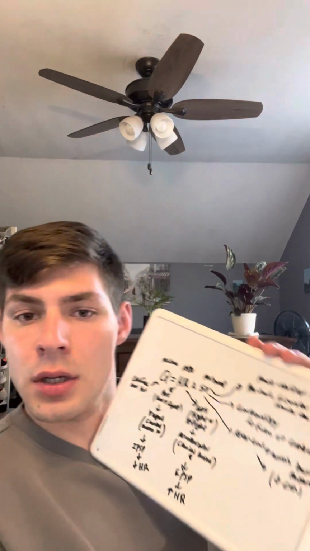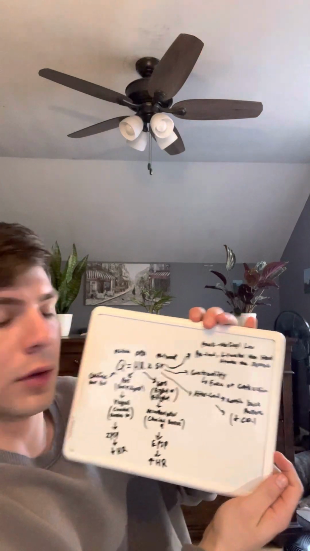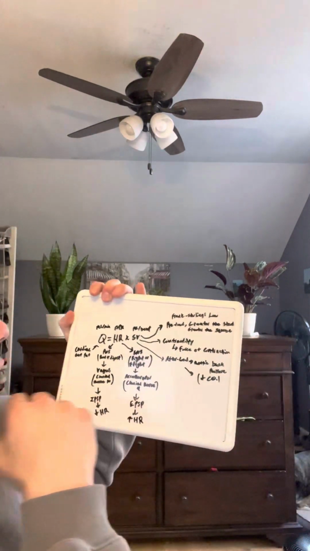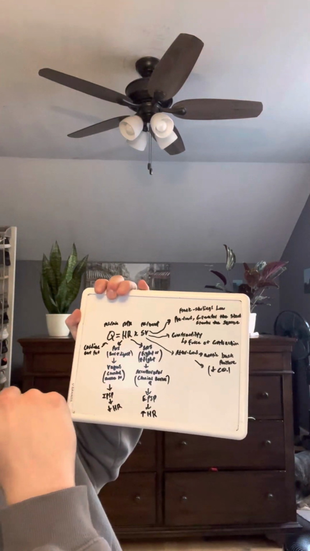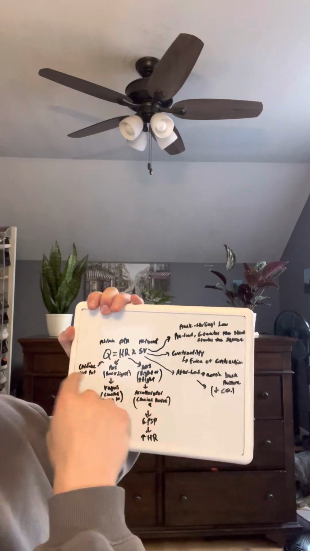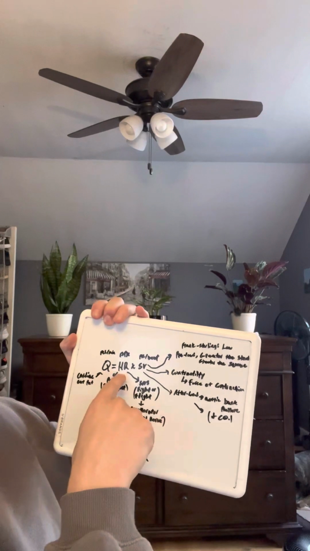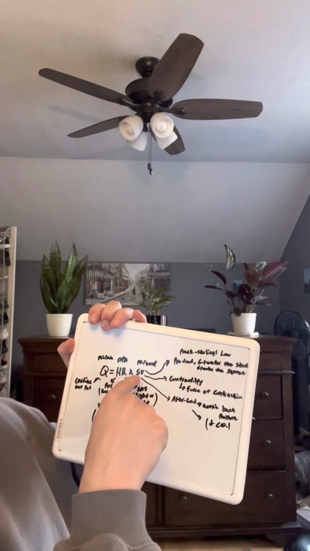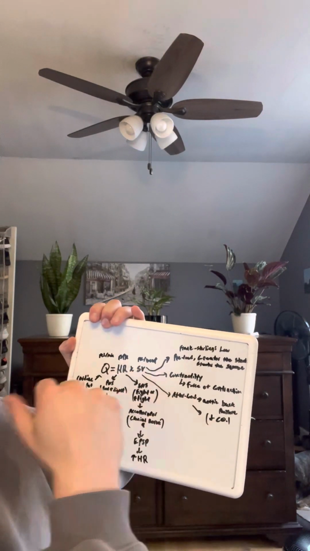And then what I'm going to talk about today is something I wrote out here. So I did the cardiac output equation. You have your Q, which is your cardiac output, in milliliters per minute. And then you have your heart rate, HR, which is beats per minute. And then your stroke volume, which is milliliters per beat.